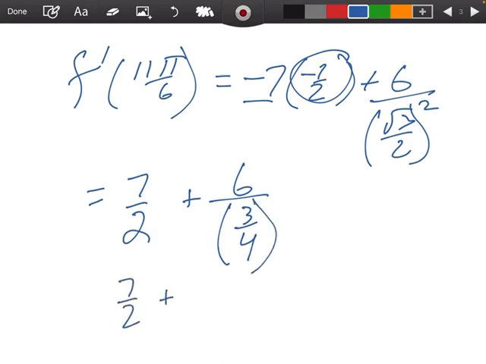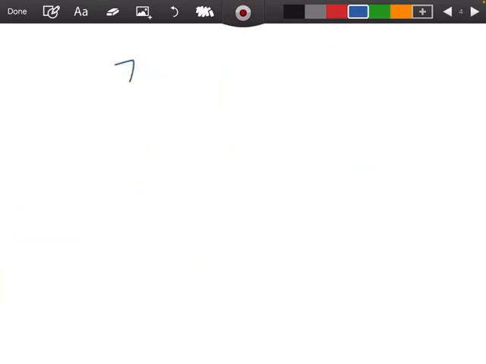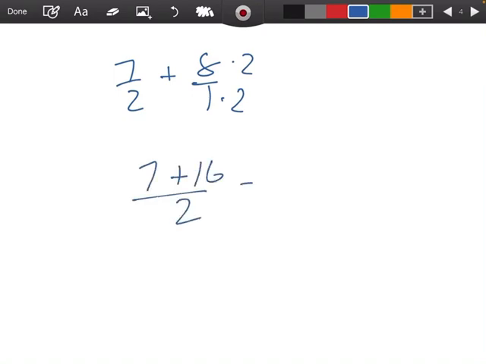Okay, so this is 7/2 plus, I can think of that as 6 over 1 times 4 over 3. So 7/2 plus, 6 times 4, 24 over 3. So now I have 7/2 plus 8 over 1. Let's multiply them both by 2 so we can get our common denominator. So I have 7 plus 16 all over 2. What is that, 23 over 2? So I'm coming up with 23 over 2 for my answer, okay? I hope this is working. If y'all got any questions, let me know.